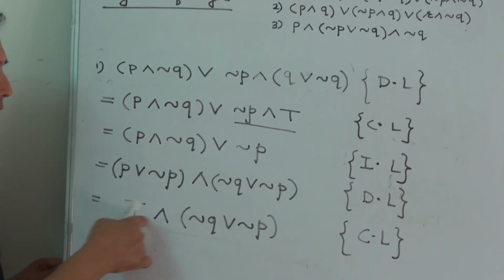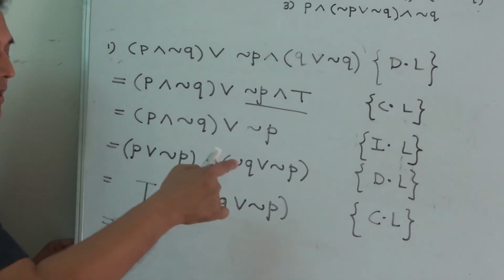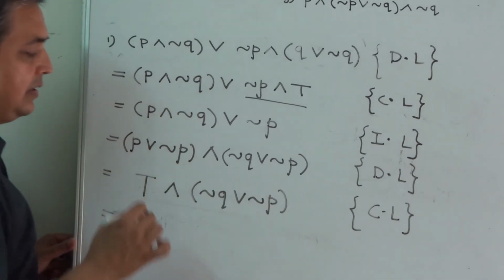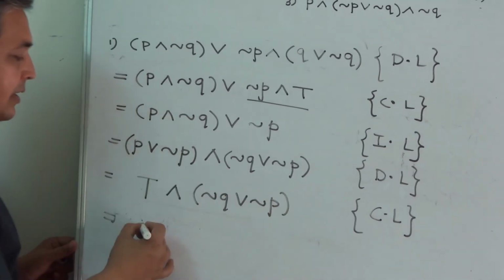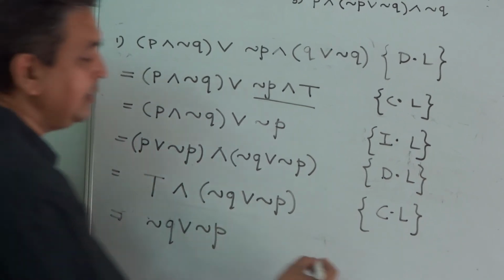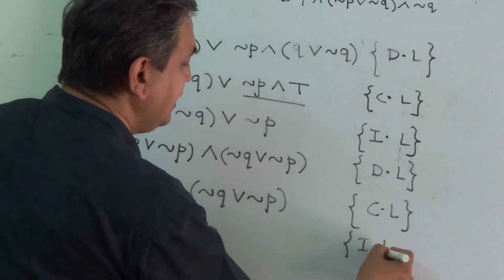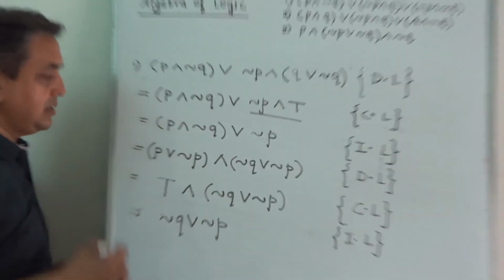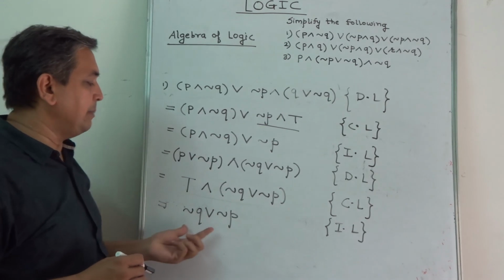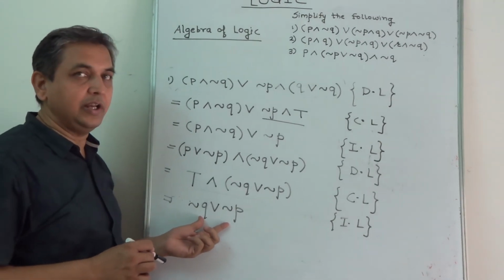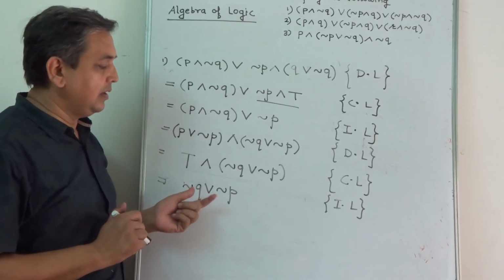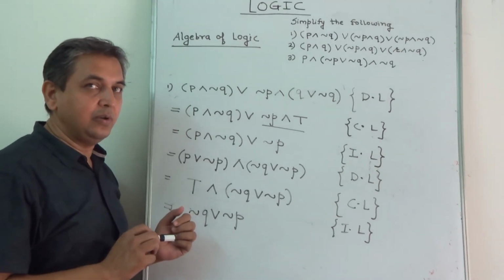Now this is T and something, this is identity. T and anything, the result will be same as this bracket, and we get negation Q or negation P using identity law. Thus we have simplified this bigger circuit to a simple form, negation Q or negation P involving two switches only. We stop here for this video.